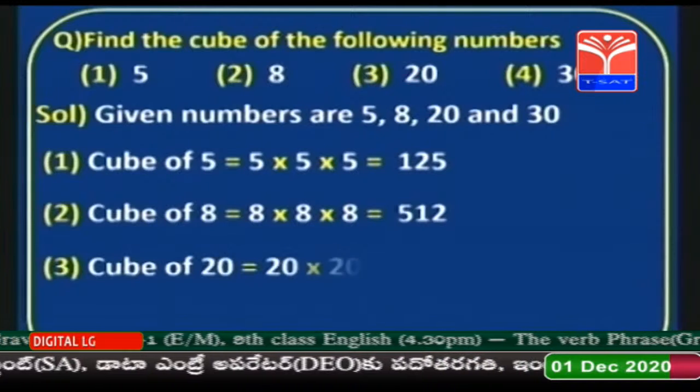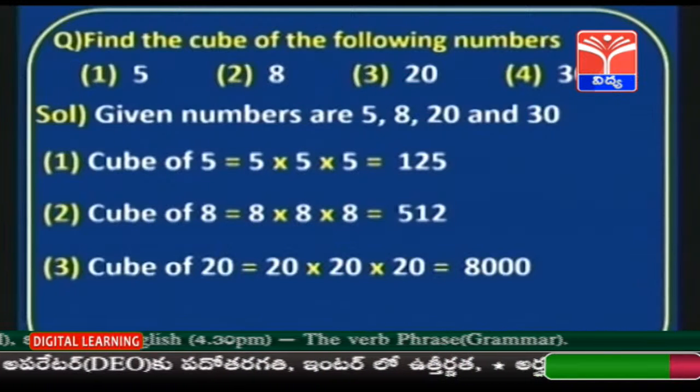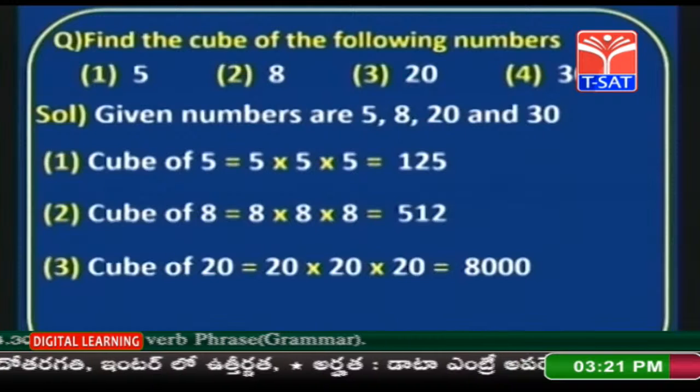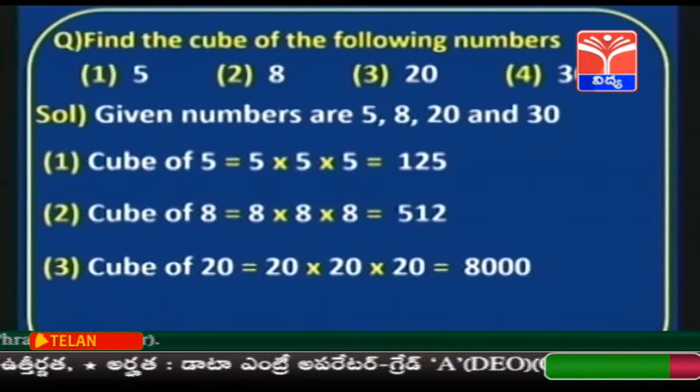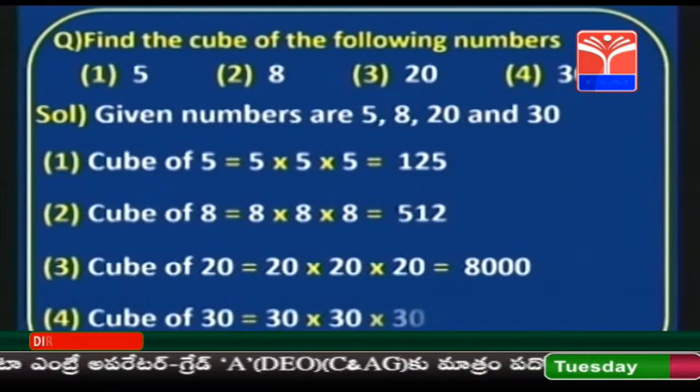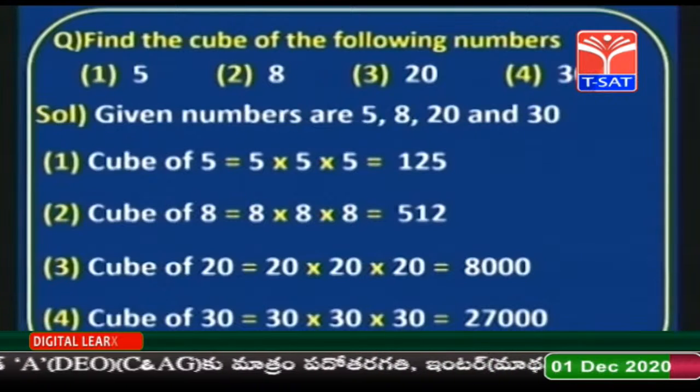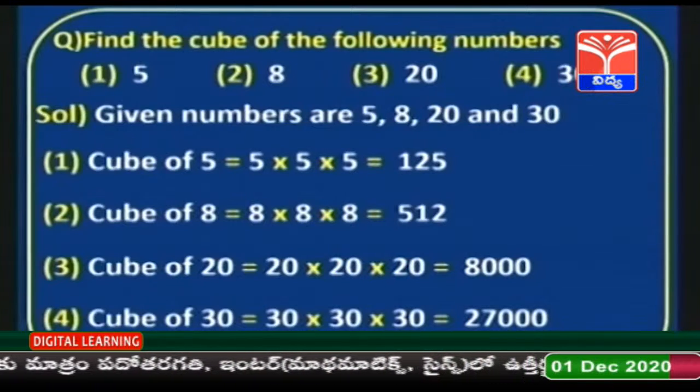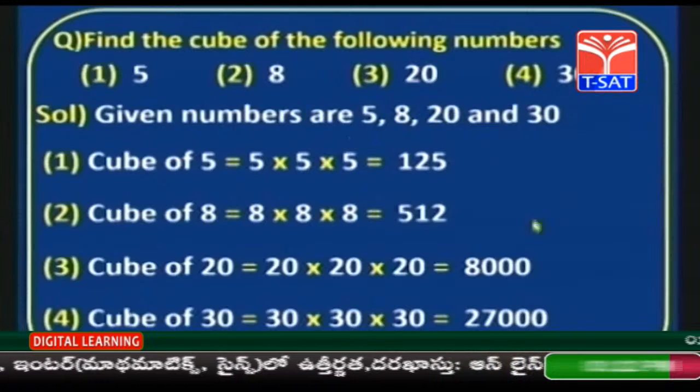8 into 8 into 8. Yes, it is 512. Cube of 20: 20 into 20 into 20. Yes, it is 8000. Cube of 30: 30 into 30 into 30. Yes, it is 27,000. Children, like this you can find the cube of any number.